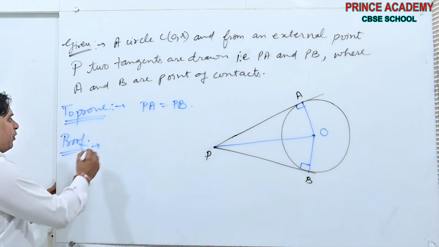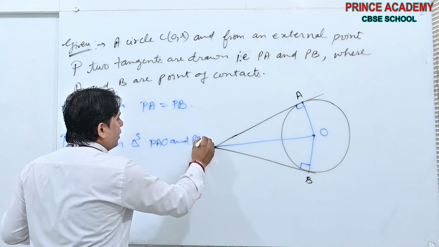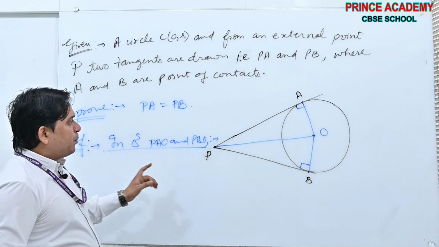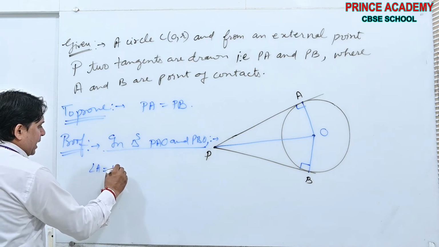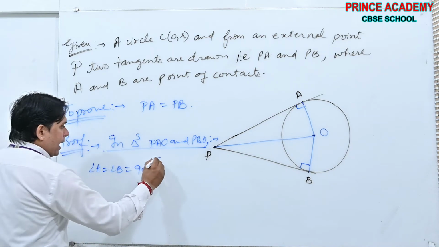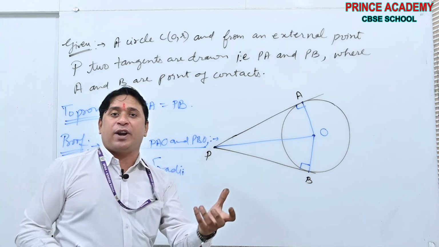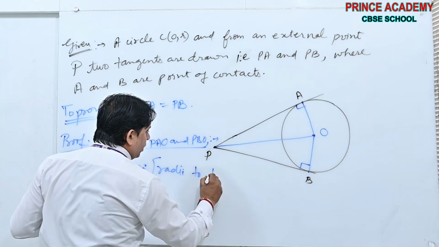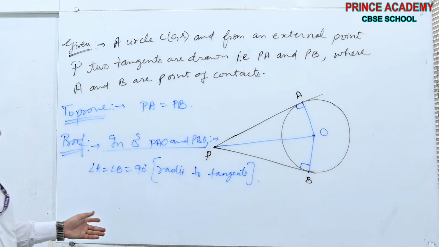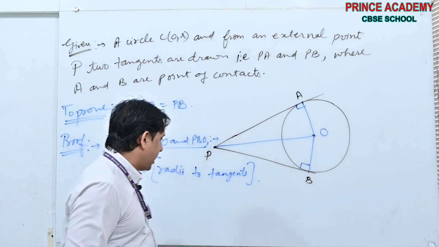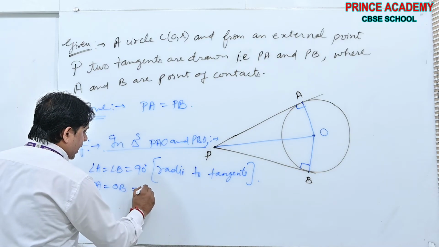Now see, proof. In triangles PAO and PBO, what can I write? Angle A is equal to angle B, both are 90. Why? Here use radii. This is radius, this is radius. Plural of radius is radii. Radius to the tangent is perpendicular. Here two radii are perpendicular to tangents. OA is equal to OB. Yes or no? Both are radius.